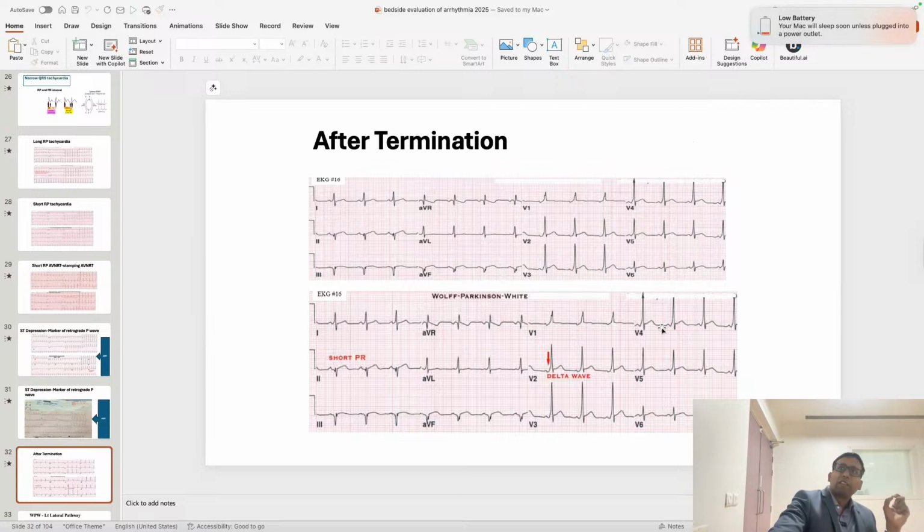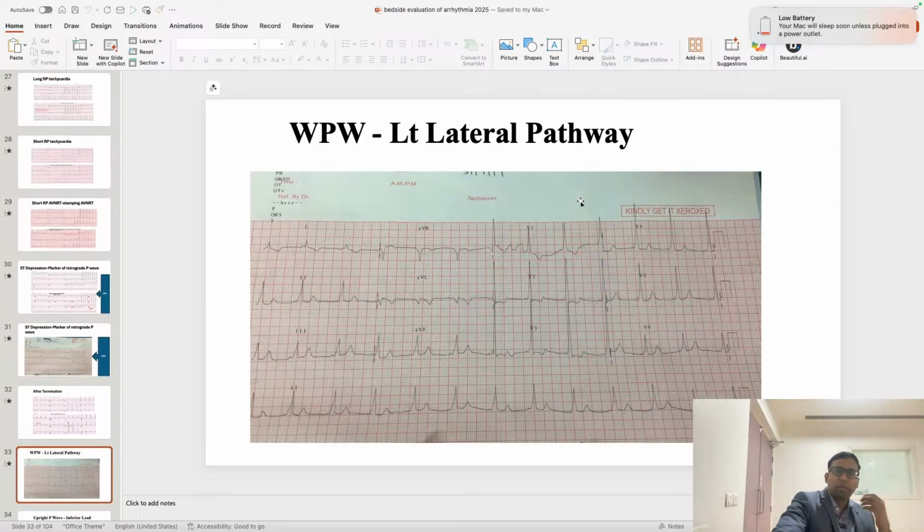And after termination, what are you going to look for? You are going to see whether the short PR is there or not, whether the delta wave is there or not, and what the location of the delta wave is. So here we can say the patient has a left lateral pathway, and the reason is type A. Lead V1 is positive. A positive delta wave means type A WPW syndrome. So this is WPW syndrome. This is a short PR and this is positive. You are not expecting V1 to be positive. V1 positive means activation is happening from the left side.